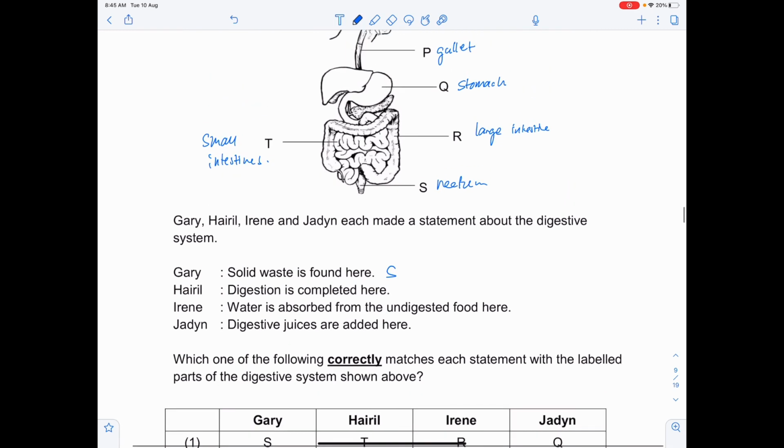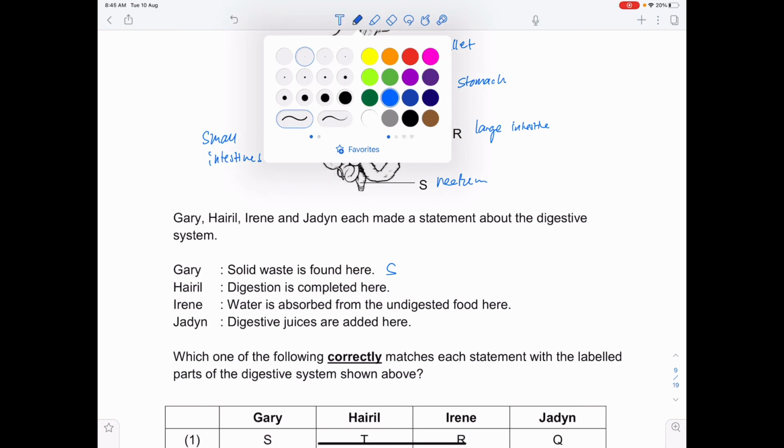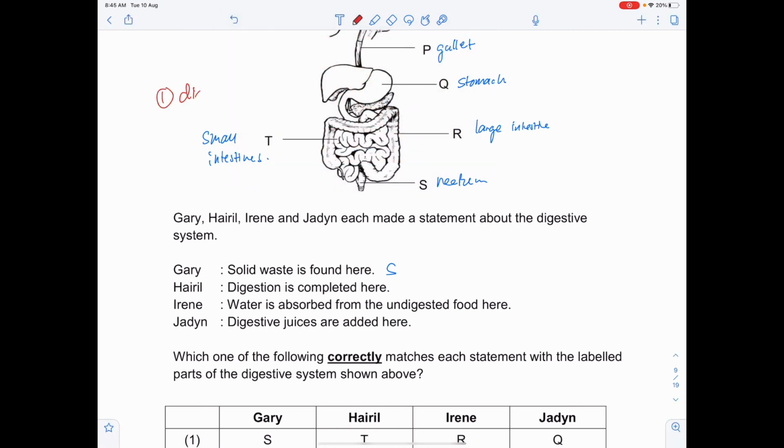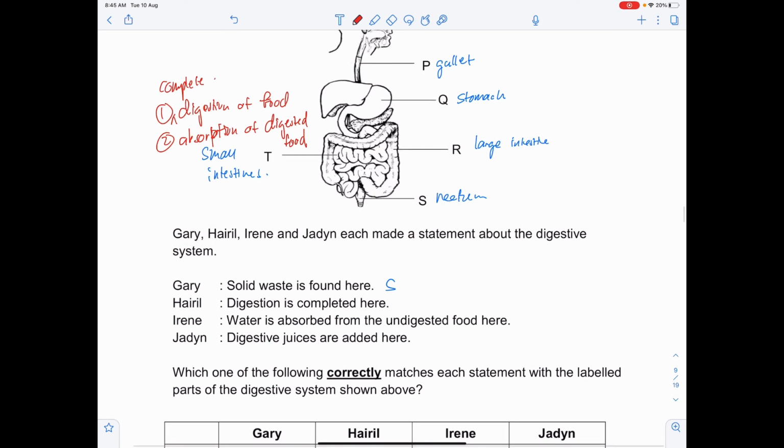Digestion is completed here. That will be your small intestines. So your small intestine has 2 functions. The first function is actually for digestion of food. I think I should just pen this down really quickly. That's complete digestion of food. And the second function would be the absorption of digested food into your bloodstream, so that it can be circulated around your body. So that will be your T.